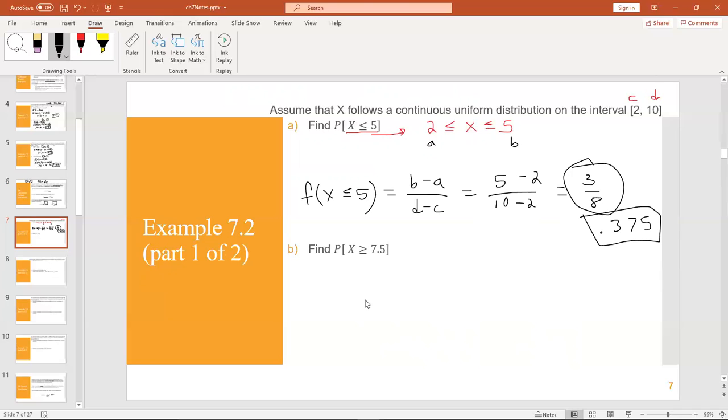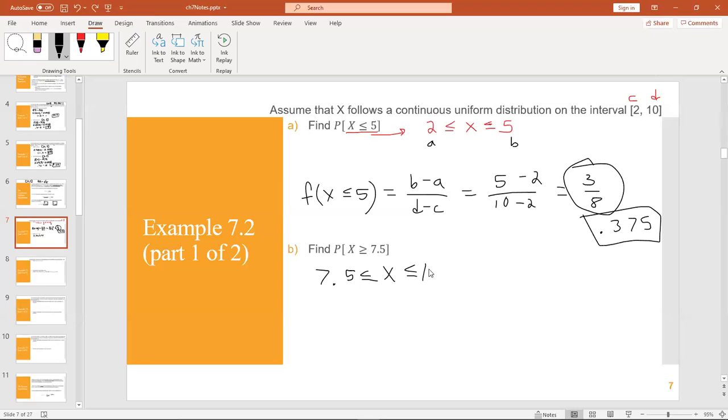All right, let's try another one here. So we want x to be greater than 7.5. Now again, they don't come out and spell this out for you, but this means 7.5 is less than or equal to x, which is less than or equal to 10.